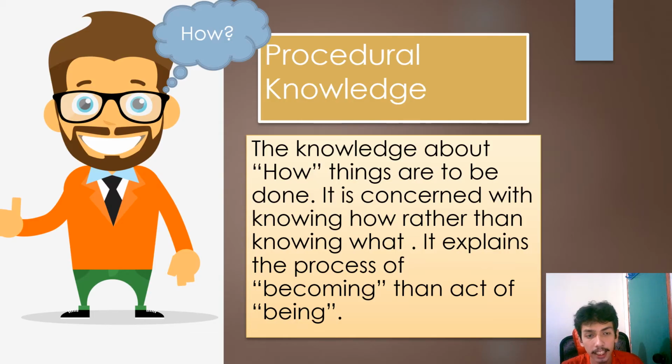So the next under the semantic knowledge is the procedural knowledge. It is the knowledge about how things are to be done. It is concerned with knowing how rather than knowing what. It explains the process of becoming rather than the act of being. So for procedural knowledge, just remember the how. The keyword of this part is how.